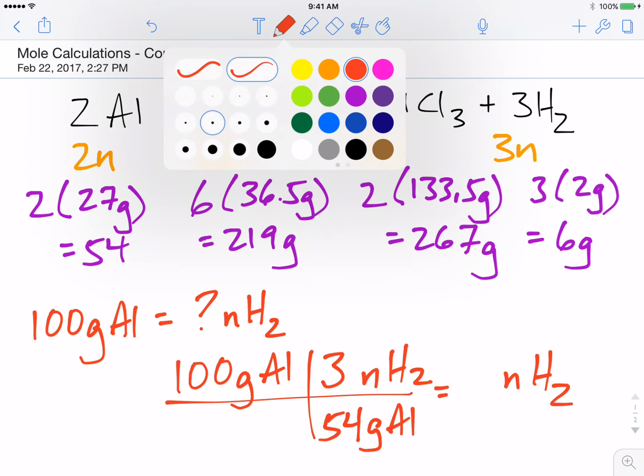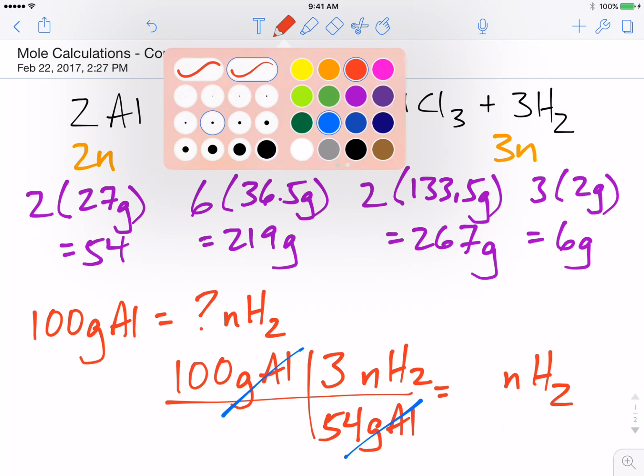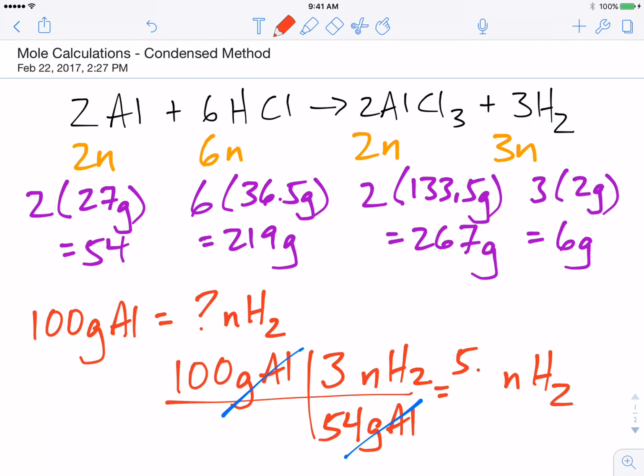Okay, canceling out some units, my grams of aluminum cancel out. I'm going to take 100 times 3 and then divide by 54, and we get about 5.56 for my answer. 5.6 depending on how we round.